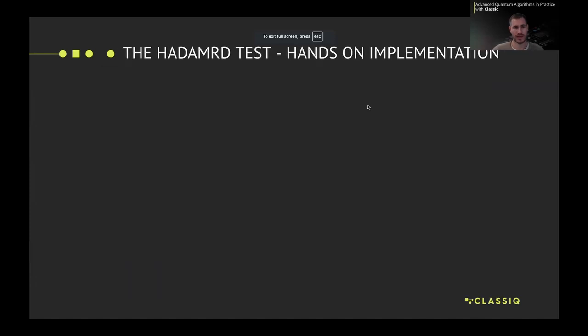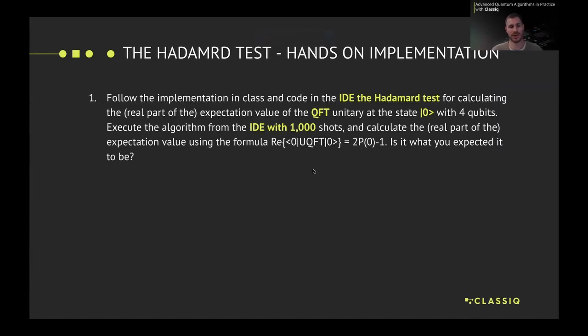Now, once we have the implementation, and now we are approaching the end of the session, so you will do it at home. I want you to follow the implementation that we just did and code in the IDE the Hadamard test for calculating the real part of the expectation value of the QFT unitary at the state 0 with 4 qubits. The first two lines we already did together. You have the code in the Discord chat, but I encourage you also to try to code it by yourself, maybe from the print screen, maybe from the recording, and it's a different thing.